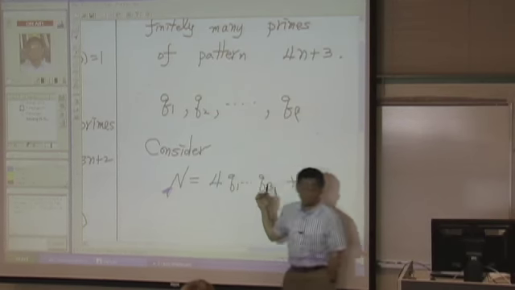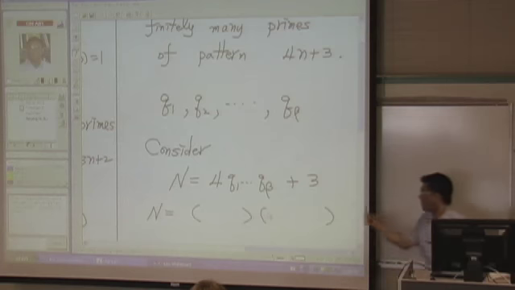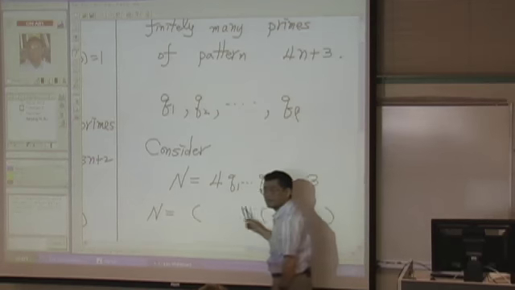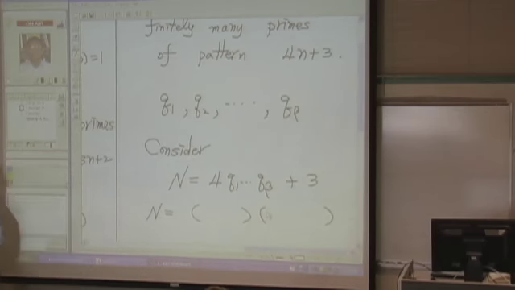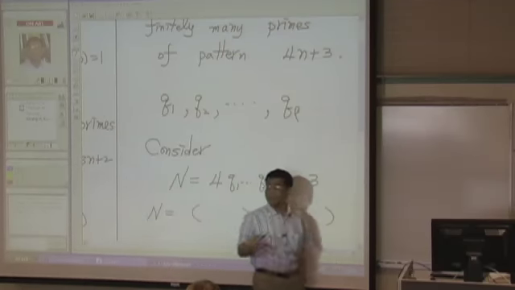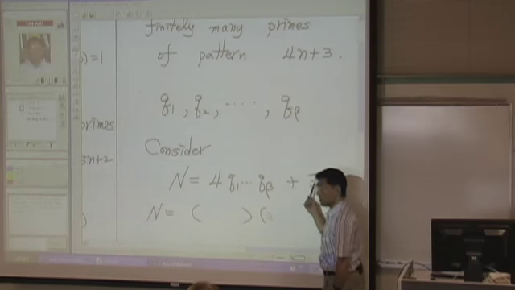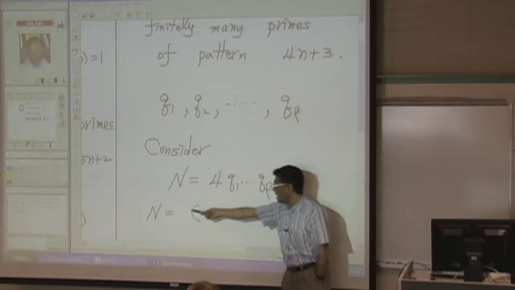Means N should have factors, right? Some numbers smaller than itself, because if N itself is prime, then it's a violation of our condition. We assumed that there are only Q1 through Q beta primes. But if this itself is also a prime, then it's already a violation or contradiction. So N should be composite.